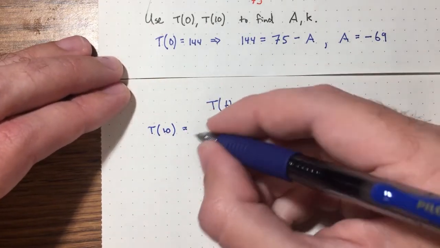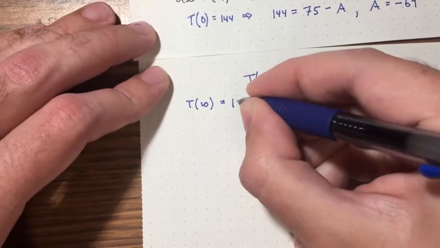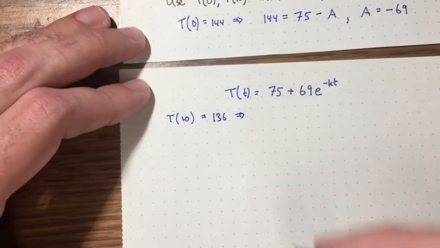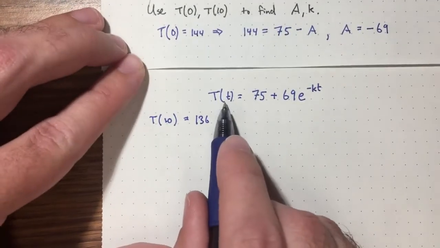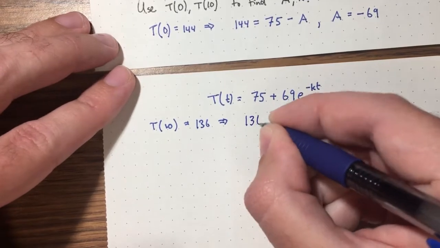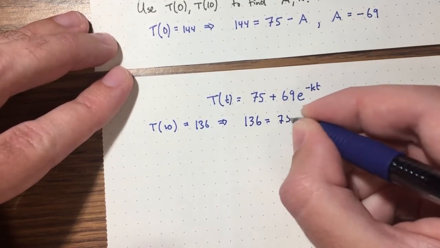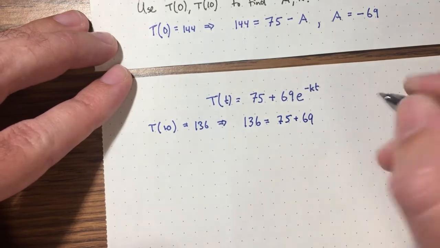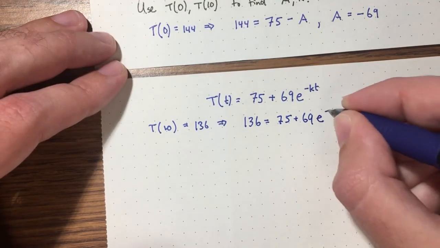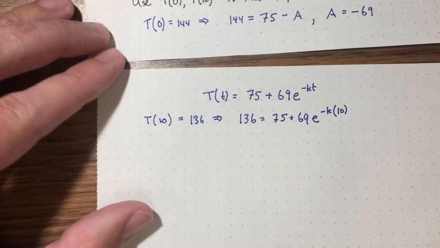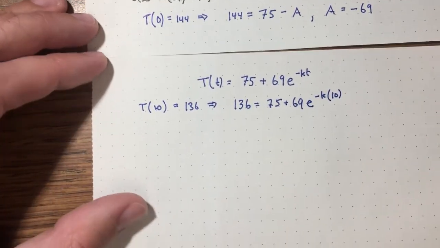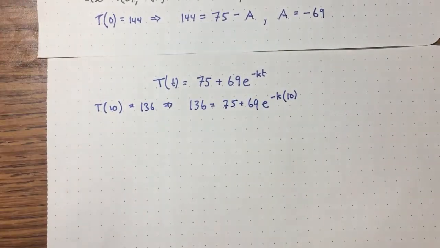Temperature at time 10 minutes is, what was it again? 136. Okay, 136. And what does that tell us? Well, we'll just plug in 136 right here. So we get 136 equals 75 plus 69 times e to the negative k times 10, right? And k is the only variable left in this equation, so we can definitely solve for k here.